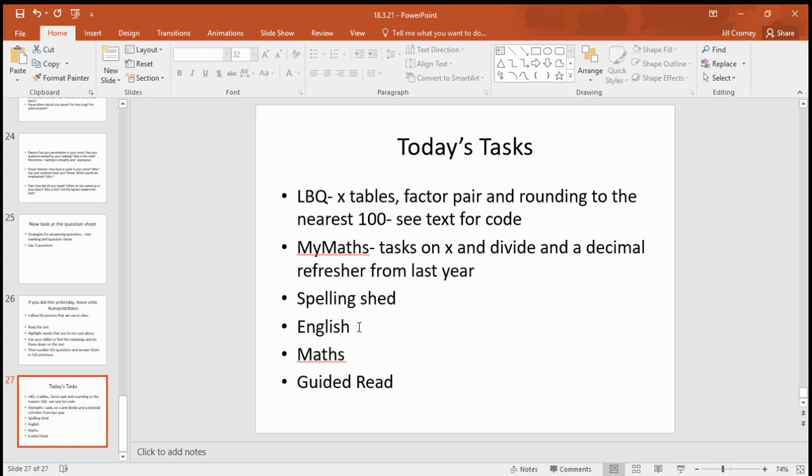We've been through our English lesson, where we looked at the shared write and what you can do for your character description today. I've reminded you that the maths is an additional PowerPoint, of which you've got 2 today, and we have been through guided read, and there's 2 tasks there if you haven't done yesterday's.